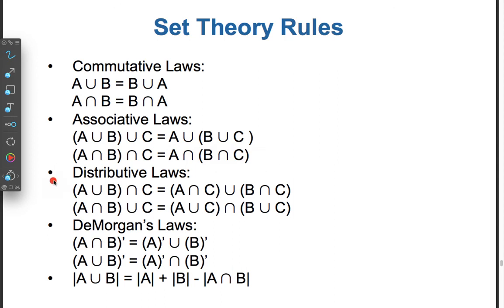Now the distributive law: (A union B) intersection C is equal to (A intersection C) union (B intersection C), and A intersection (B union C) is equal to (A union C) intersection (B union C). Now De Morgan's law: (A intersection B) complement is equal to A complement union B complement, and (A union B) complement is equal to A complement intersection B complement. Also, the cardinality of A union B is equal to the cardinality of A plus the cardinality of B minus the cardinality of A intersection B.